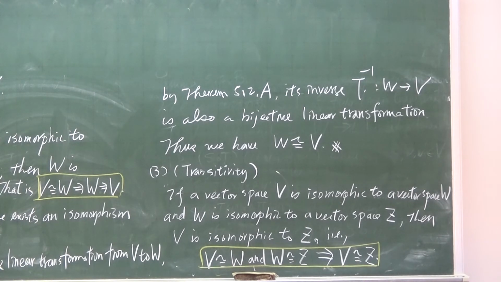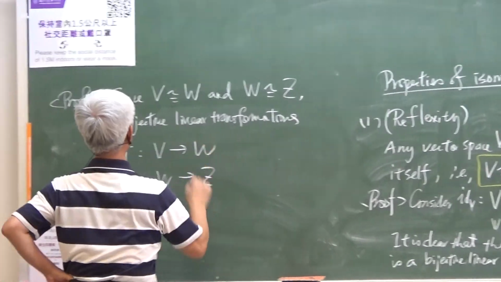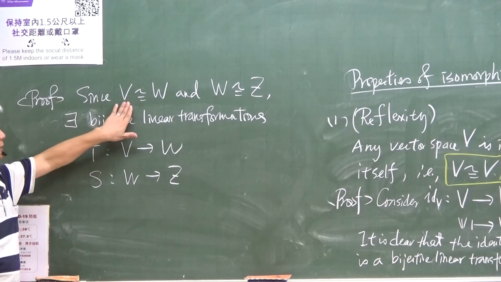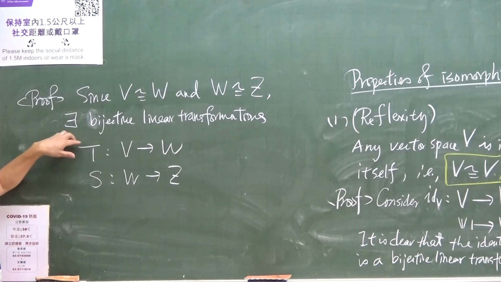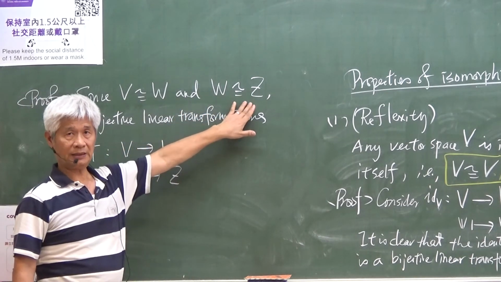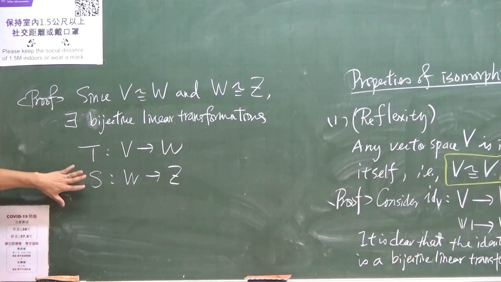Alright, so since V isomorphic to W and W is isomorphic to Z, there exist bijective linear transformations P from V to W and S from W to Z. Alright? So this is by definition of isomorphism. Right. So V is isomorphic to W because we can establish a bijective linear transformation T from V to W. And W is isomorphic to Z means that we can establish a bijective linear transformation S from W to Z.